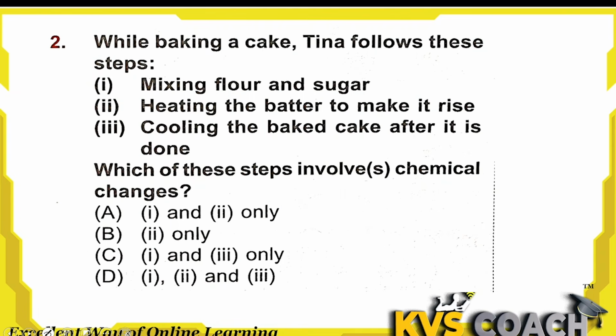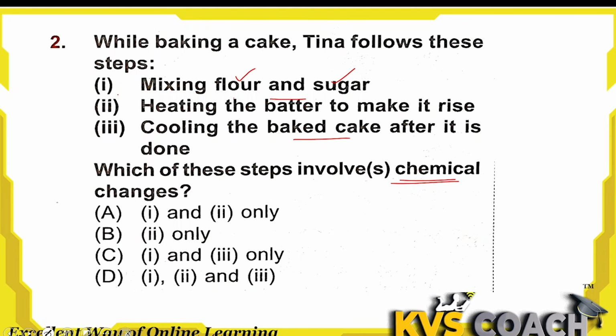Next is, while baking a cake, Tina follows these steps. 1. Mixing flour and sugar. 2nd, heating the batter to make it rise. 3rd, cooling the baked cake. Which of these steps involves chemical change? So we have to find out chemical change. Let's check the steps again. Mixing flour and sugar: if you are mixing flour and sugar, then they will mix together, but they do not change their chemical appearance.